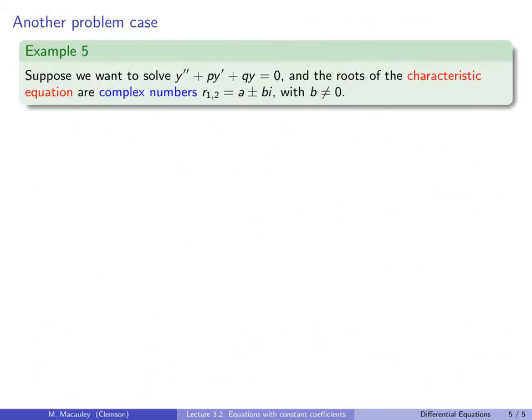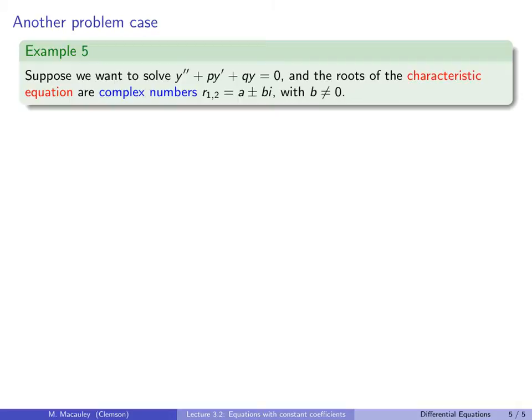Okay, so the last example of this lecture is one that you likely saw coming. What if you have a differential equation like this? And again, p and q are constants. And so we assume the solution is an exponential. We plug it back in, and that characteristic equation we get, that polynomial in r, has two roots, but they're not real. They're complex numbers. Let's say a plus and minus bi.